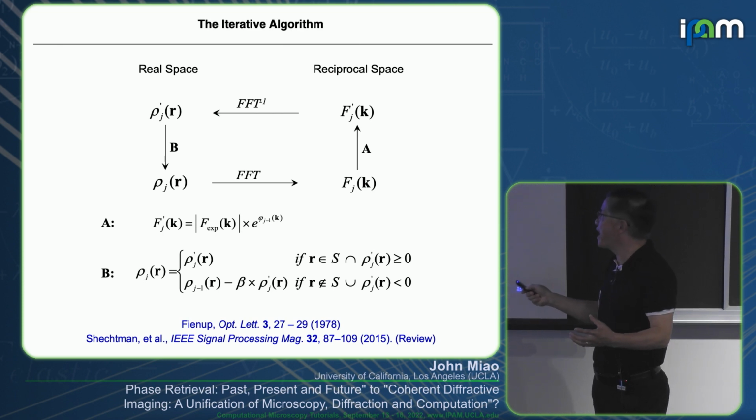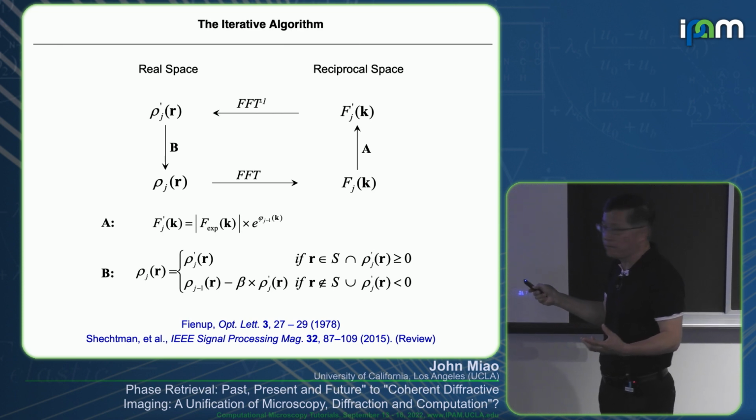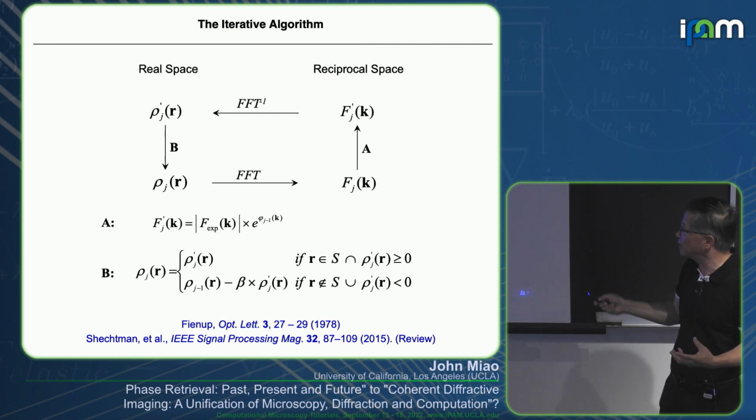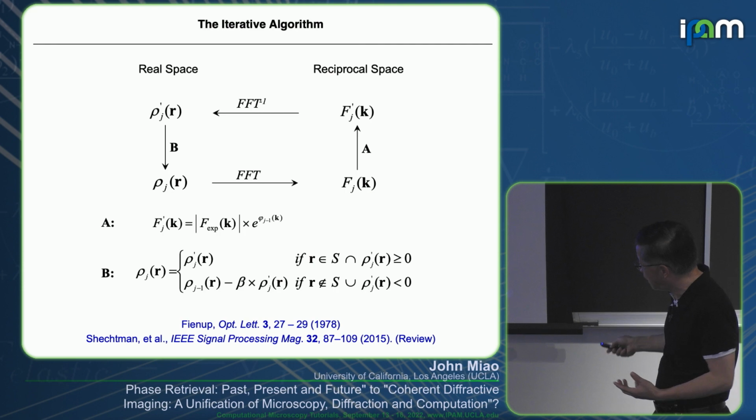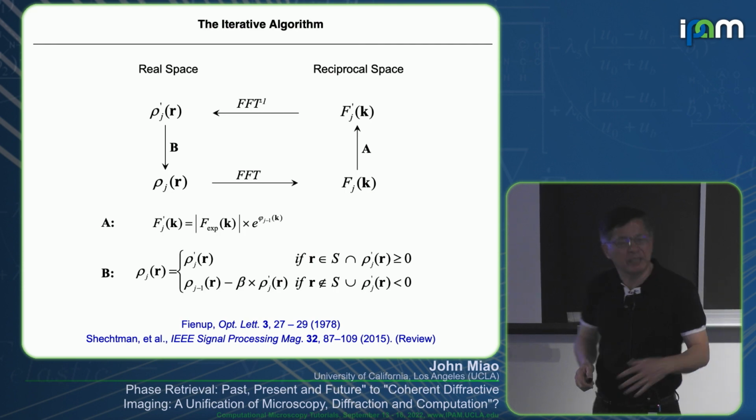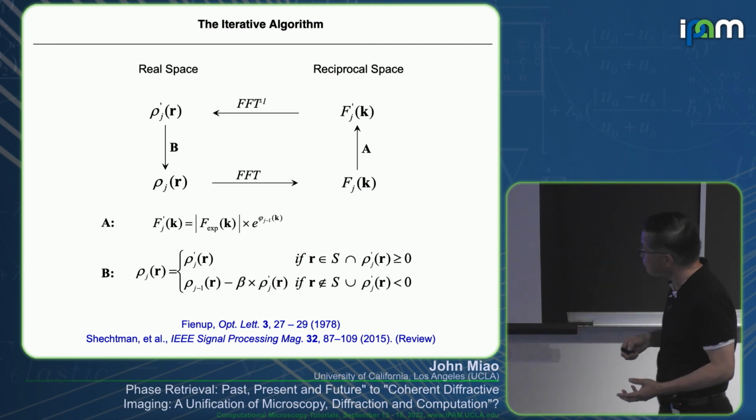A new image, and then you do the fast Fourier transform, and you update the phase every time. Usually after a few hundred iterations, it converges. And now there are review articles, since many different algorithms have been developed.